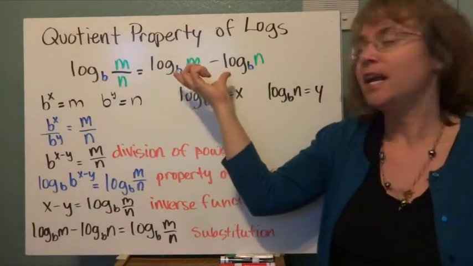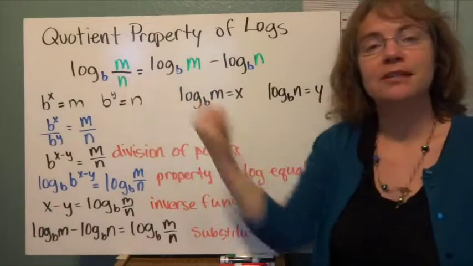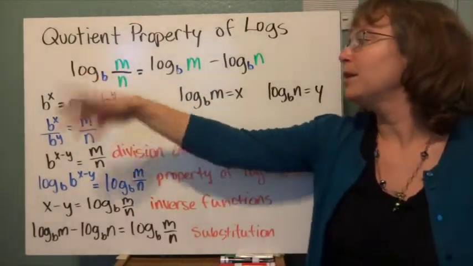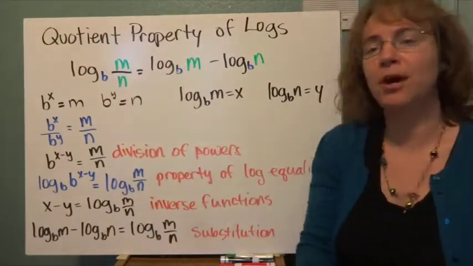You can also take a subtraction of two logarithms with the same base and write them as the quotient of one log when you're taking just one logarithm of them. So we're just going to go ahead and prove this property.